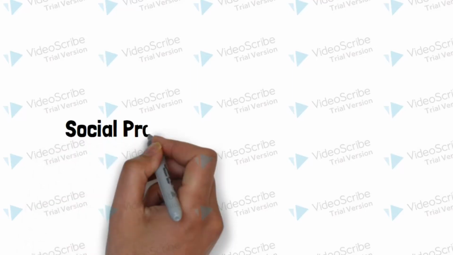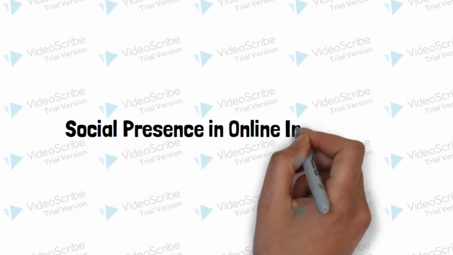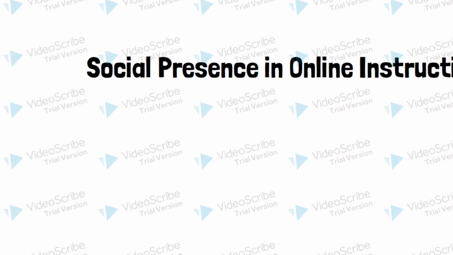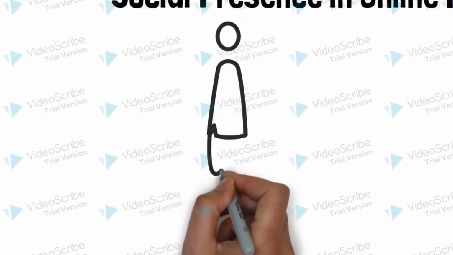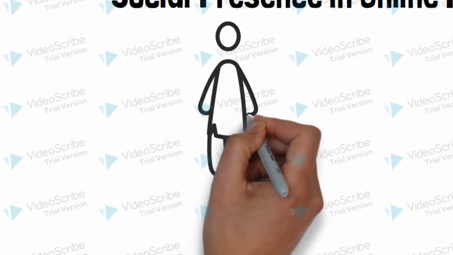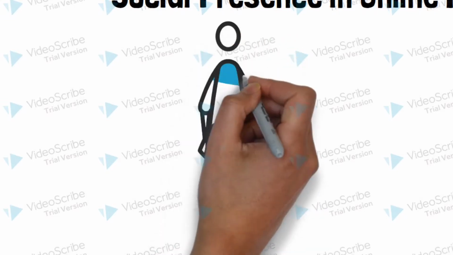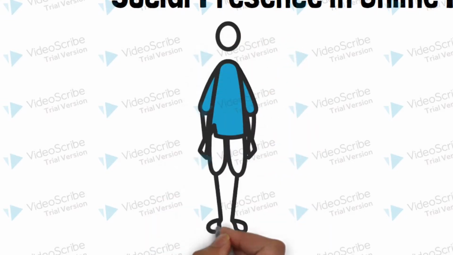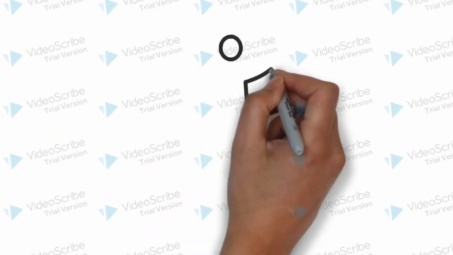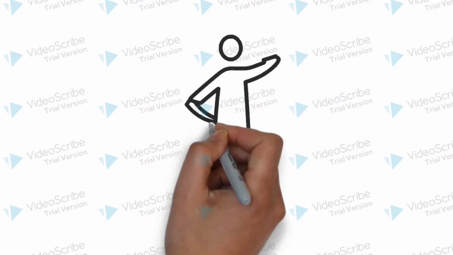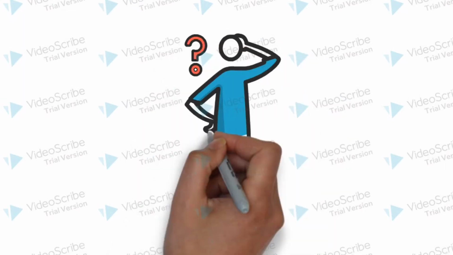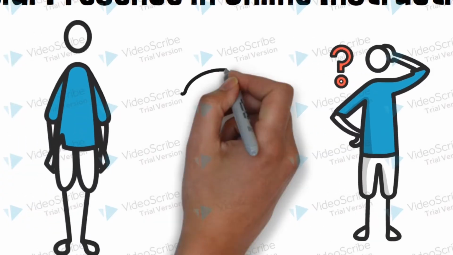Social presence in online instruction. Interactions between students and faculty in online classes are mediated through a digital interface. Students are more successful in classes when they feel connected to their instructor and classmates. In this video, we will explore a variety of methods that can increase the social presence of all participants in online courses.